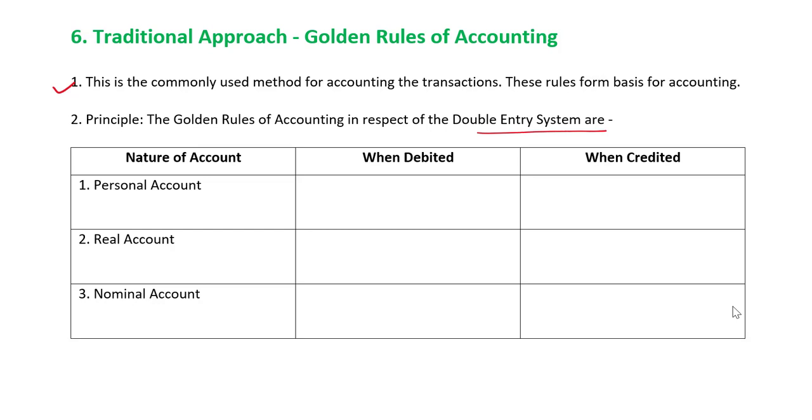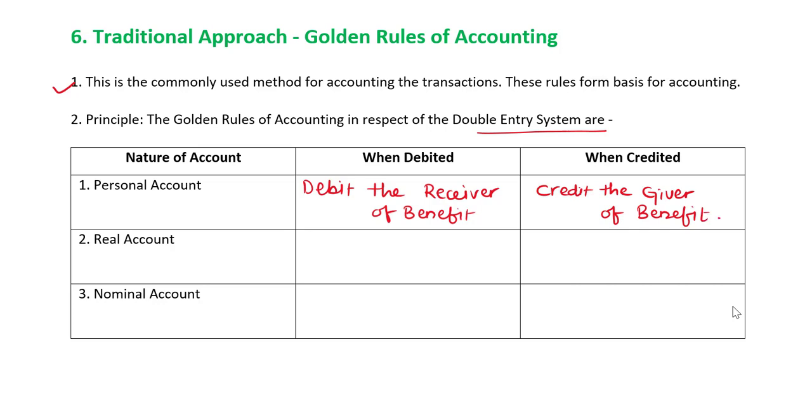Let us begin. If the nature of account is personal account, when is it to be debited? Debit the receiver. Receiver of what? Receiver of benefit. And when it is to be credited, credit the giver. Giver of what? Giver of benefit.